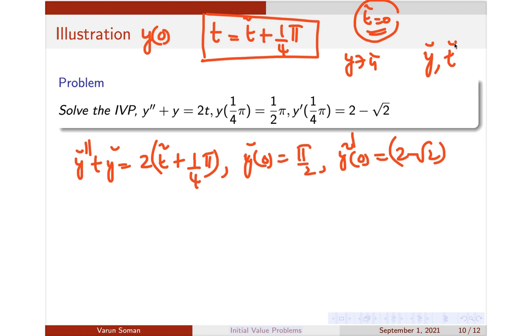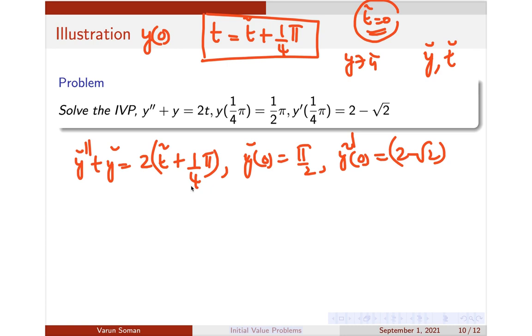Let's look at the equation. Your LHS will remain the same. The only thing is that you change y to y tilde and t should be changed to t tilde plus t naught. That's the only difference you have to make here. Rest everything is just the same. Now you can solve this equation in terms of your y tilde double dash.